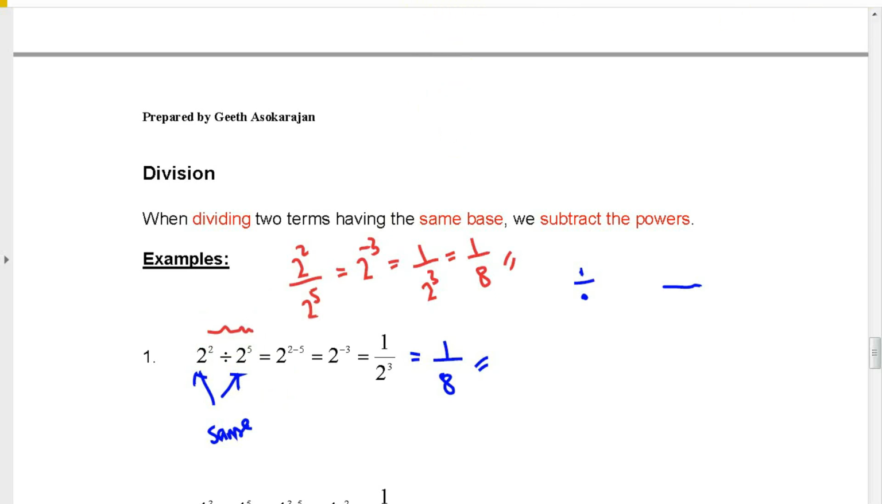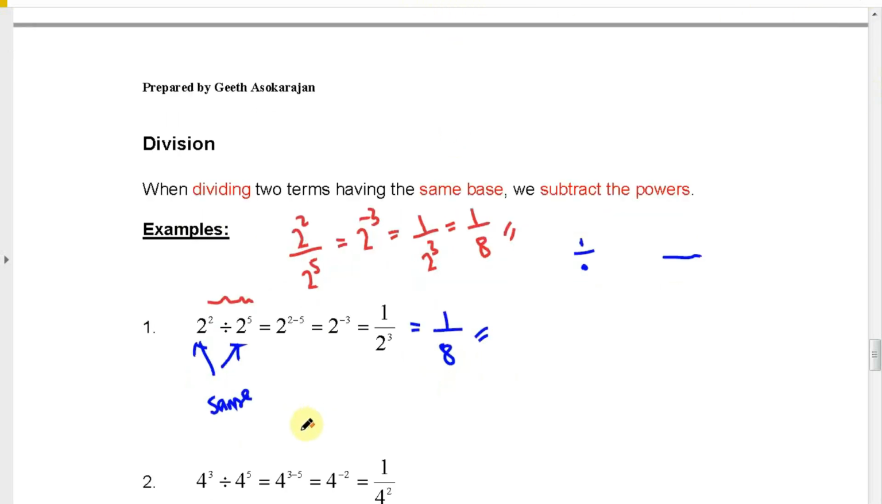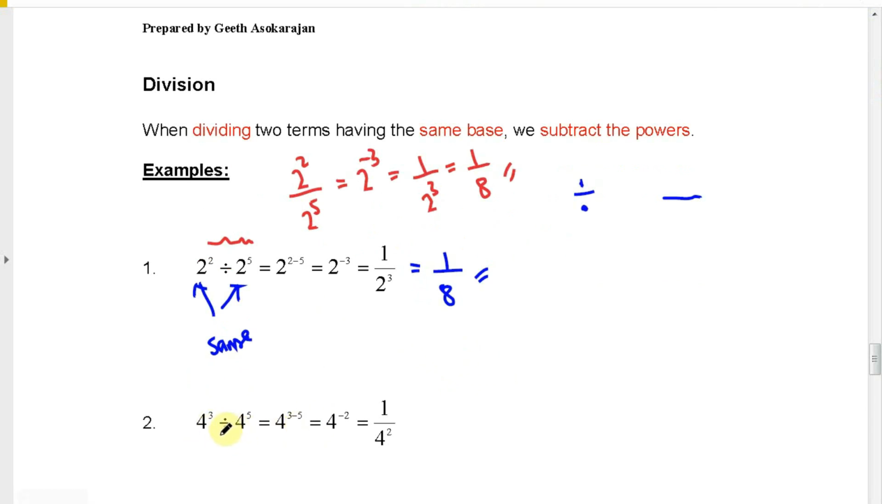Now, let's have a look at the next example. 4 to the power 3 divided by 4 to the power 5. Now, the base terms are the same. I've got a base of 4 for both terms. The bases are indeed the same.